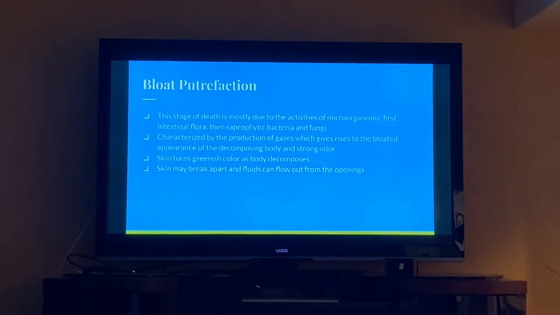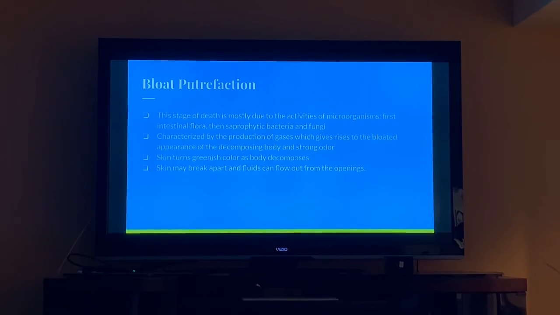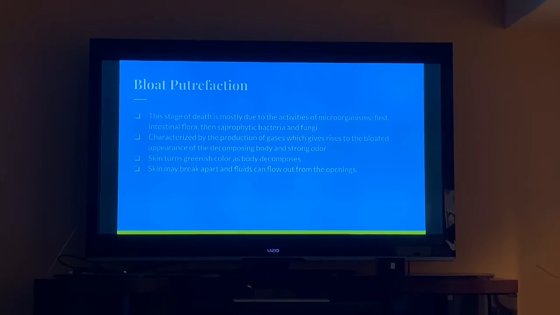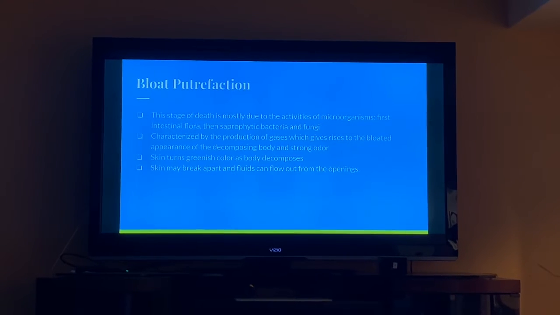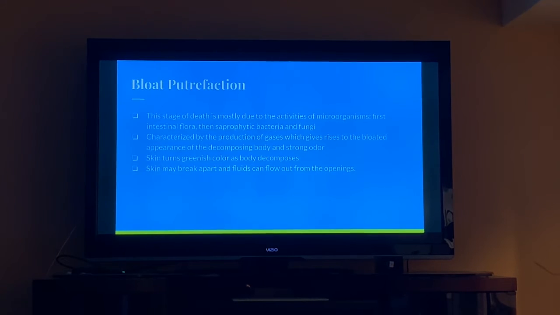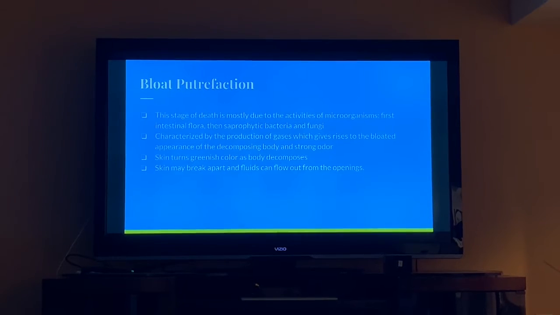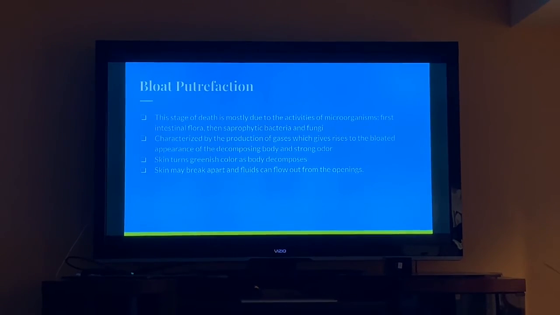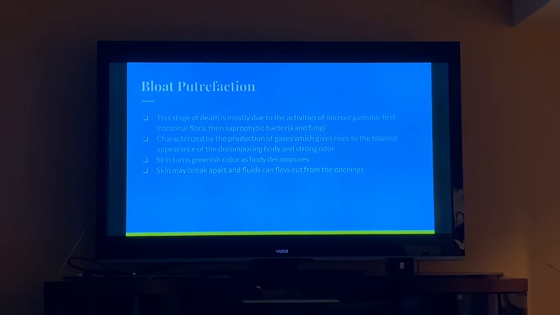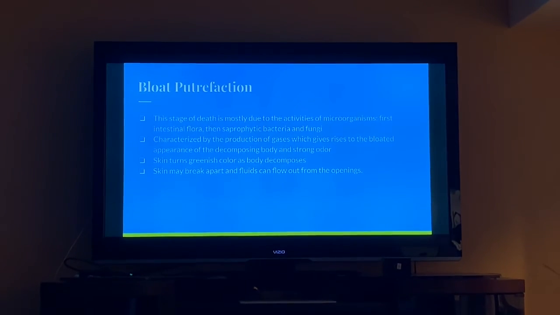Bloat putrefaction. This stage of death is mostly due to the activities of microorganisms. First, intestinal flora, then saprophytic bacteria and fungi. It is characterized by the production of gases which give rise to the bloated appearance of decomposing body and strong odor. And the skin turns greenish color as the body decomposes. Skin may break apart and fluid can flow out from the openings. I'm going to give you guys a second to write down.